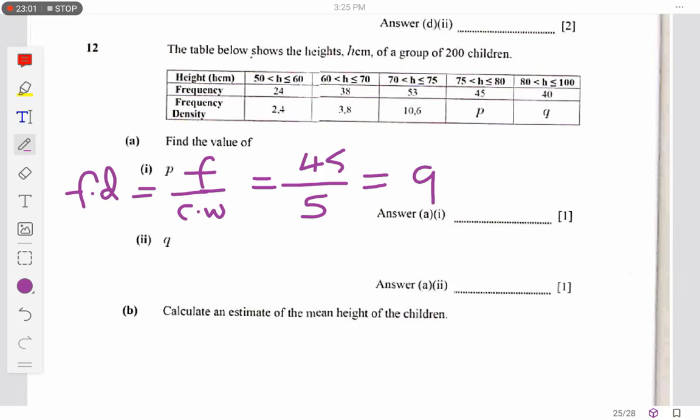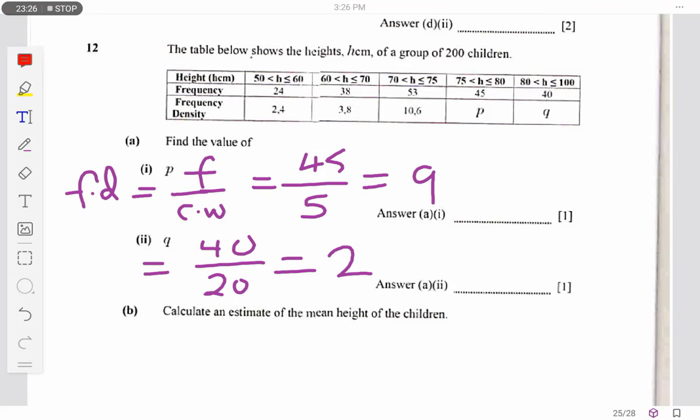Then when I do the same for q, I've got my frequency is 40 here, divided by class width 100 minus 80, that's a 20. So I'm going to get a frequency density of 2. So those are the values there of p and q. Now let's go on to the next question.